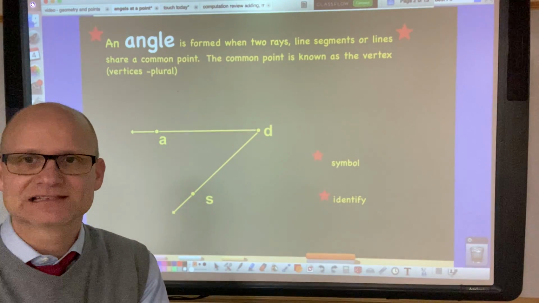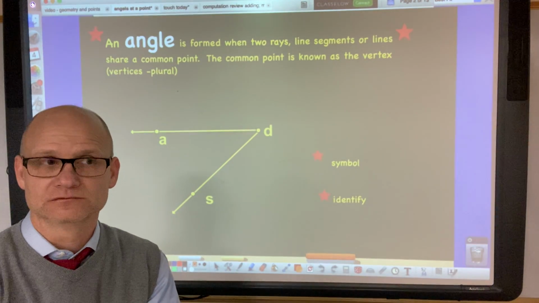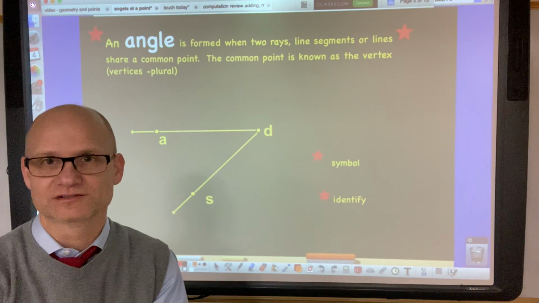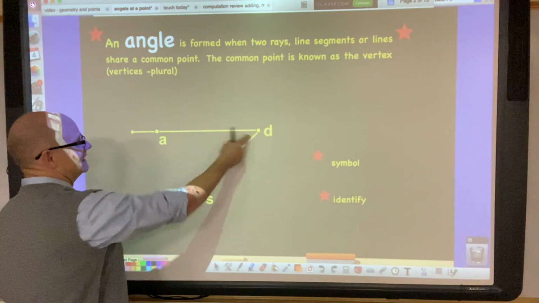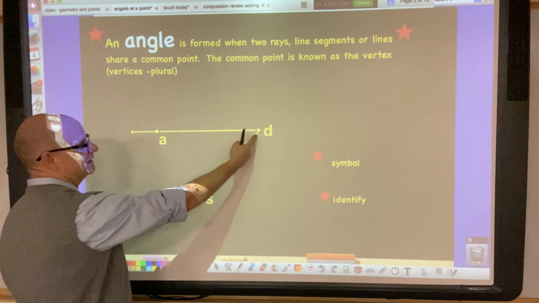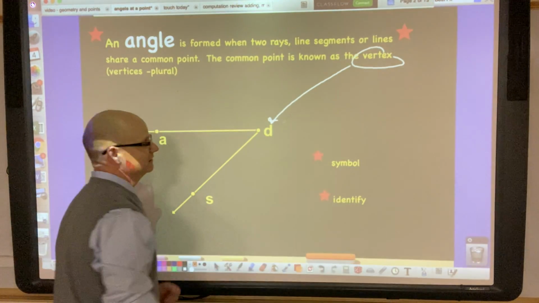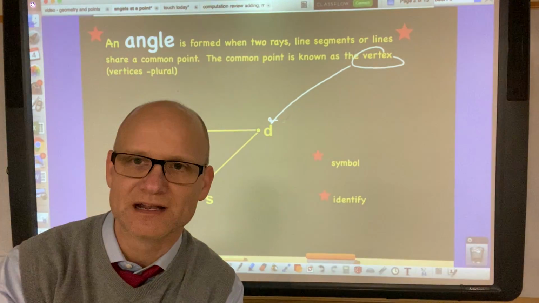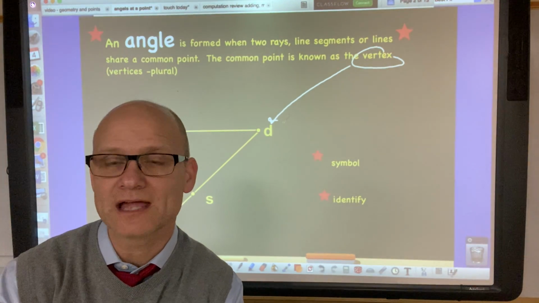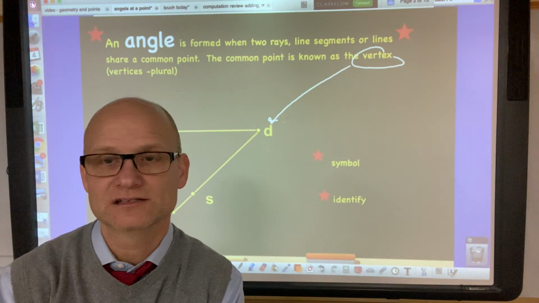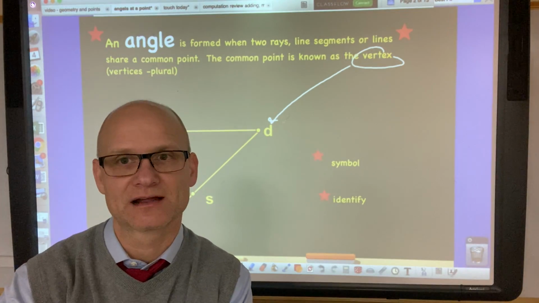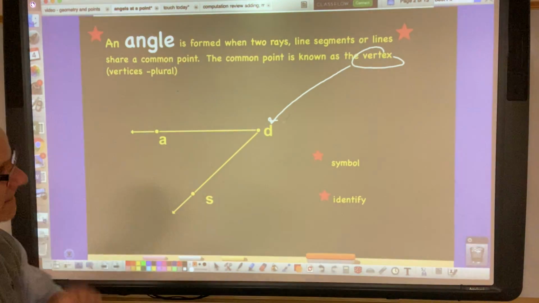An angle is formed by any line segments, rays, or lines that meet at a common point known as a vertex. So here we have ray DA and ray DS, and they meet at this common point. And that common point is called the vertex. But it doesn't just have to be two rays meeting at a common point to form an angle. It could be two line segments. It could be two lines. It could be a line and a line segment that meet at a common point that form that angle.